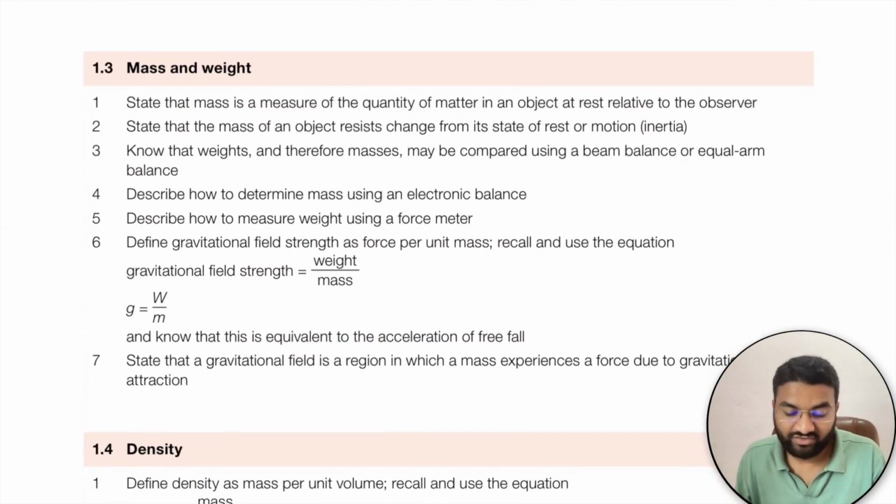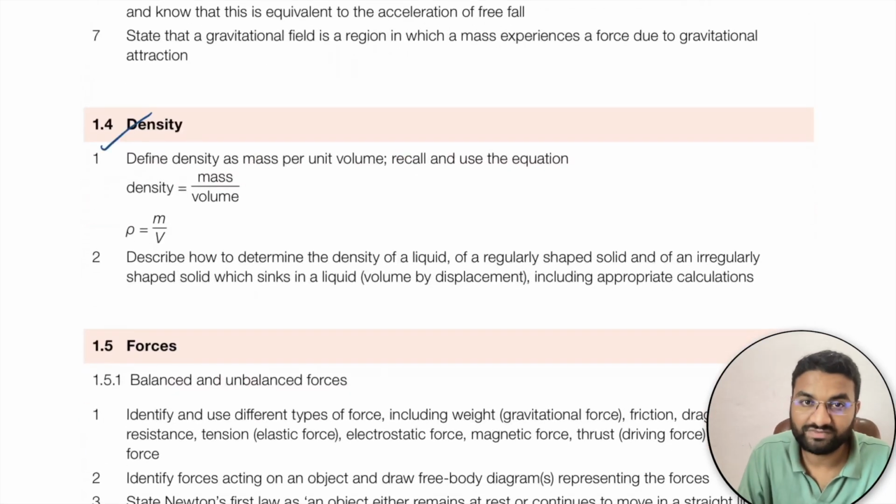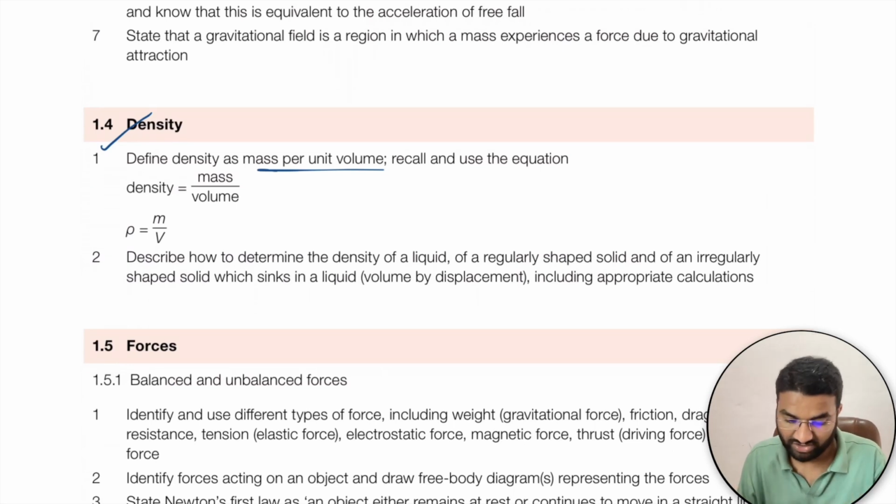All right, then next one, mass and weight. So here you have to understand the difference between mass and weight, and the difference of weight on different planets, and how weight and mass change. Then next, the density part. Density is mass per unit volume, and its numericals are there. Its unit is there in your syllabus.